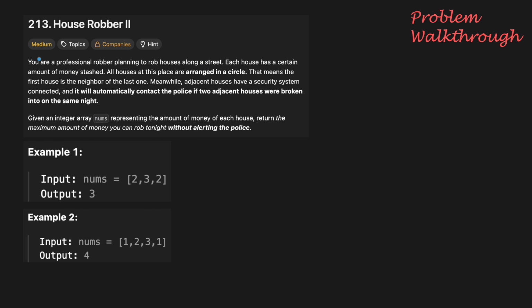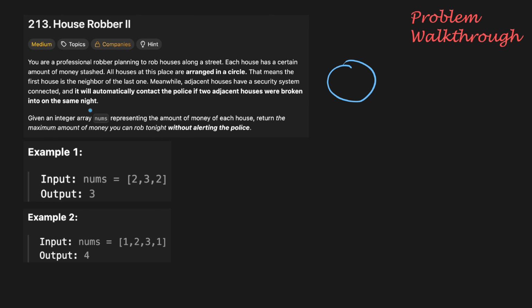Now to the problem. In this problem, we are working as a professional robber planning to rob the houses along a street. Each house has a certain amount of money stashed. All houses at this place are arranged in a circle. That means the first house is the neighbor of the last one. Meanwhile, adjacent houses have a security system connected and it will automatically contact the police if two adjacent houses were broken into on the same night.